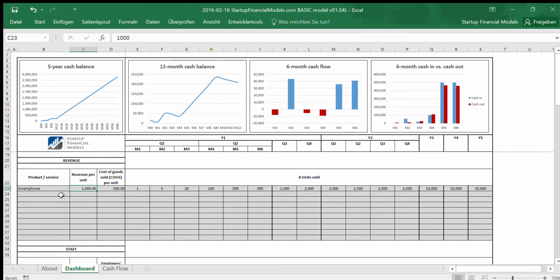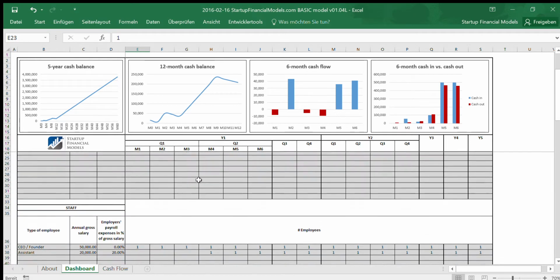Now, besides the revenue we also have cost of goods sold, which are the costs to produce the smartphone. So it's material cost, it's the compensation of workers who produce it and for manufacturing, and that's what we put in here. And then to the right, we can put in the units sold on a monthly basis for the first 6 months, then on a quarterly and eventually on a yearly basis.